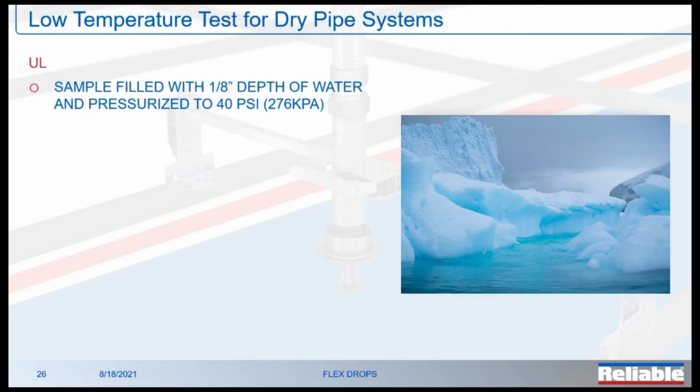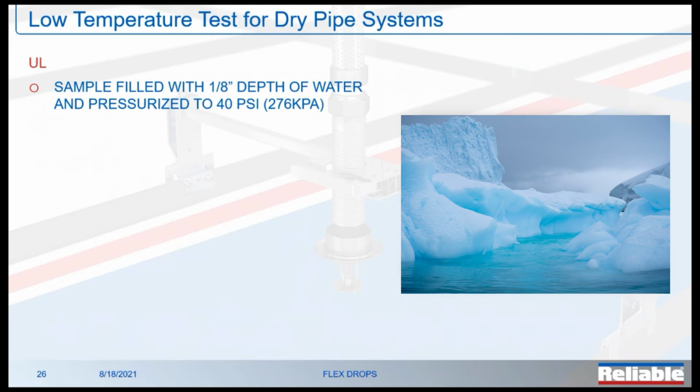So the low temperature test for dry pipe systems, again, what are we looking at here? Well, we're looking at things contract when they get cold. The metal parts are probably going to be okay, but what's going to happen with these elastomeric seals and things like that? So we're going to take a sample of our flex drop. We're going to put an 1/8 inch deep depth of water in the bottom, probably to mimic some condensation that was not able to get out of the flex drop.